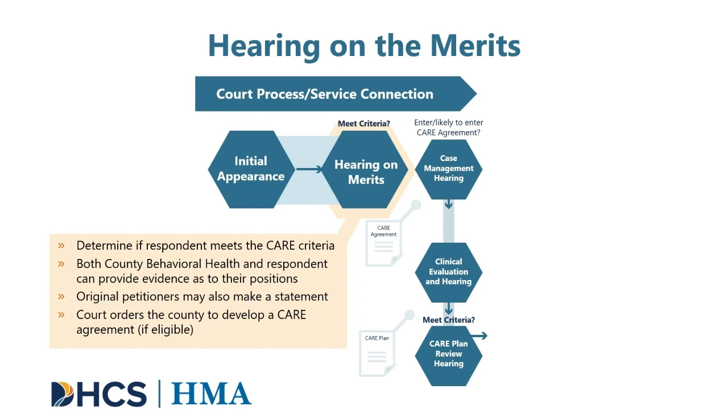The hearing on the merits is next, although it can happen at the same time as the initial appearance if everyone agrees. At the hearing on the merits, the court will determine if the respondent meets the care eligibility criteria, and if so, the court will order the behavioral health agency to work with the respondent and their counsel and supporter to engage in treatment and the development of a care agreement.